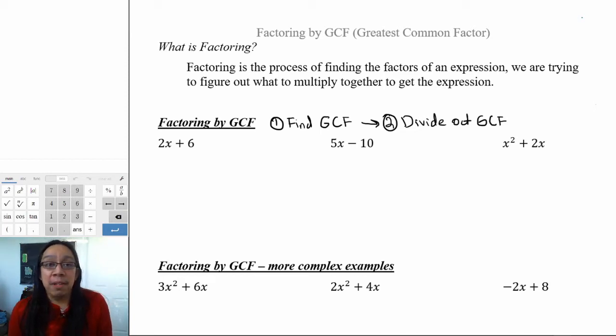So this is going to be the first factoring video that's going to be uploaded on this channel. So I do kind of want to talk about what factoring is and what sort of our expectations and goals are. So first of all, factoring is the process of finding the factors of an expression. Basically, in a nutshell, what we're going to be trying to do is to figure out what to multiply together to get the expression.